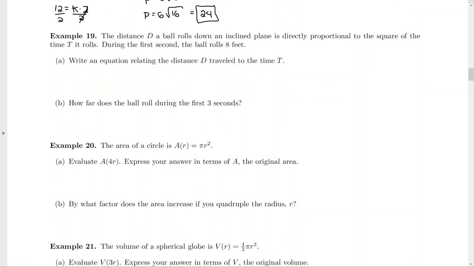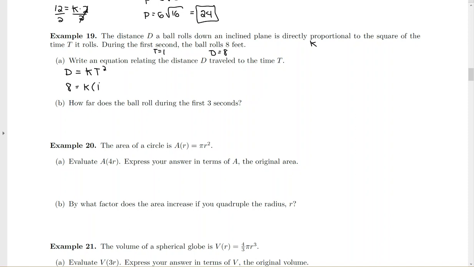For the next example, it's a word problem, but the idea is still the same. The distance d is directly proportional to the square of the time t it rolls. All right, so let's start out. D is directly proportional to the square, not square root, but square of t. They give me some information here: during the first second, so that's when t equals 1, the ball rolls 8 feet. D equals 8. So plug that in to solve for k.